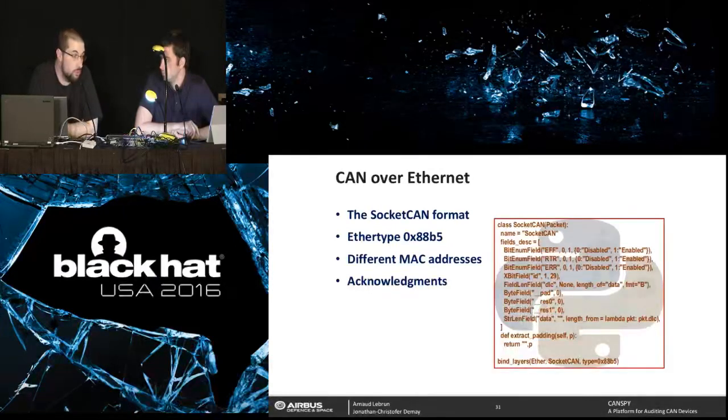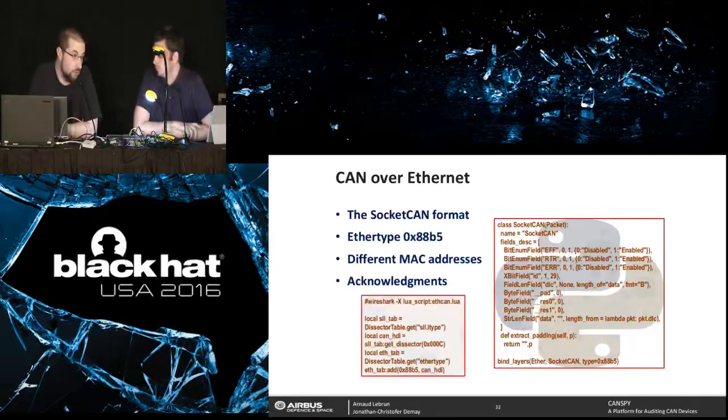For example, if you want to pass a socket CAN format through Ethernet with Scapy, you have less than, I don't know, 15 lines of code. And for Wireshark, you just need to tell the tool that the dissector that's already built in to Wireshark has to be used when the EtherType 88B5 is received.